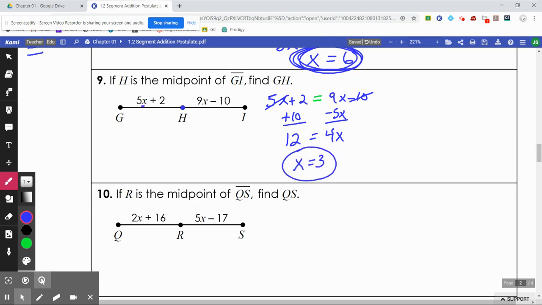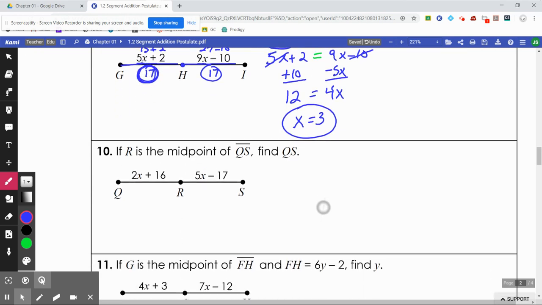So now everywhere you have an x, you put 3. This means 5 times 3, which is 15, plus 2, which is 17. This means 9 times 3, because x is 3. 9 times 3 is 27, minus 10 is 17. So since these two distances are the same, that means it checks out. Then that must be the middle. Make sure you find what they ask you for. It says find GH, so therefore right here is going to be your answer, 17.